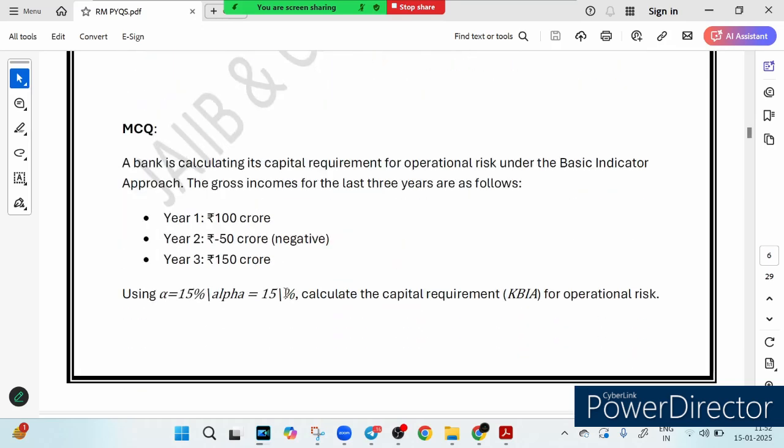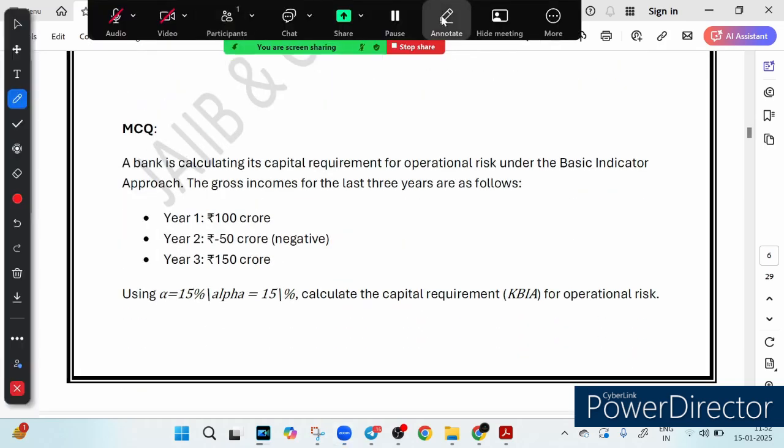Now let's see this particular numerical question. Very good question it is. A bank is calculating its capital requirement for operational risk under the BIA, the basic indicator approach. The gross income for the last 3 years is given: 100 crore in the first year, minus 50 crore (negative) in the second, and 150 crore in the third year. Alpha is given as 15%. You have to calculate the capital requirement, KBIA, sometimes called the capital requirement for operational risk. So let's see the options that we have.